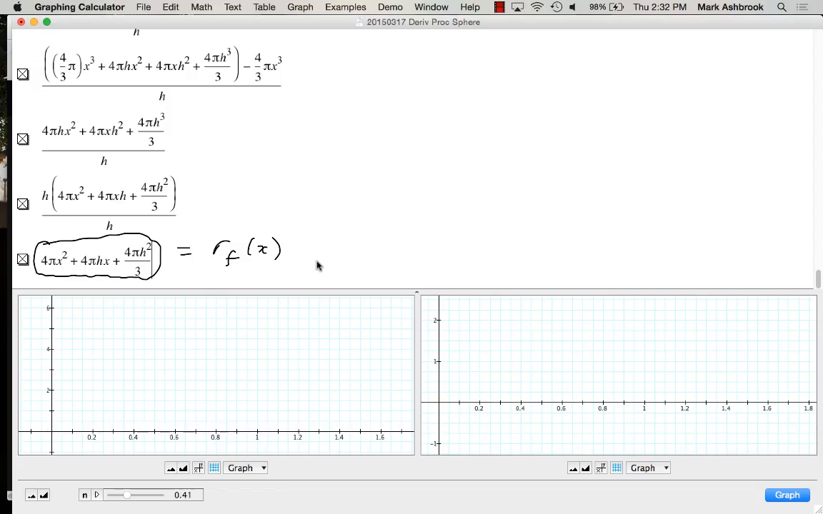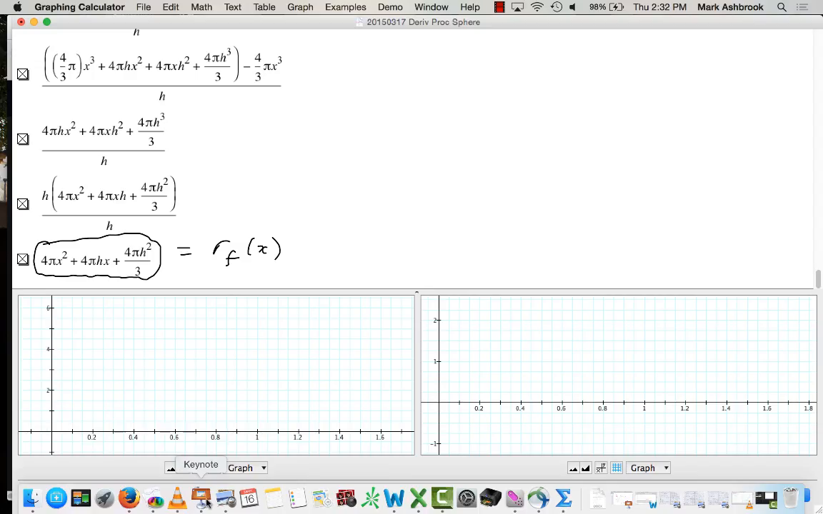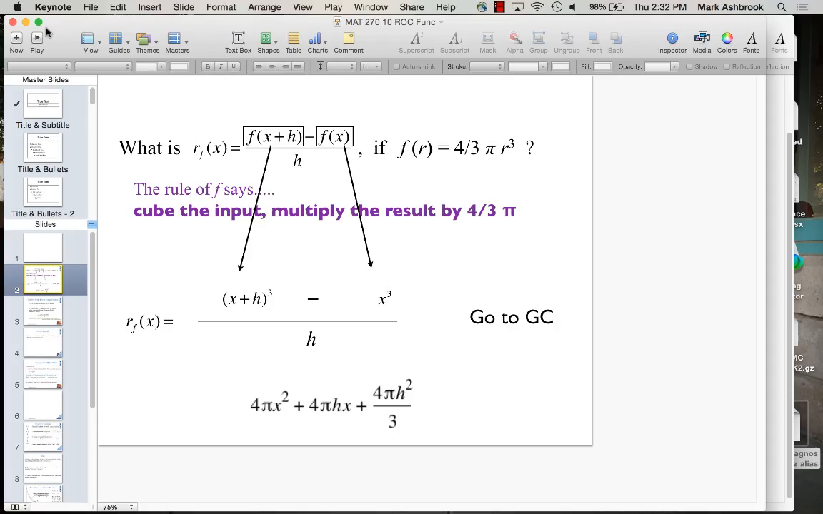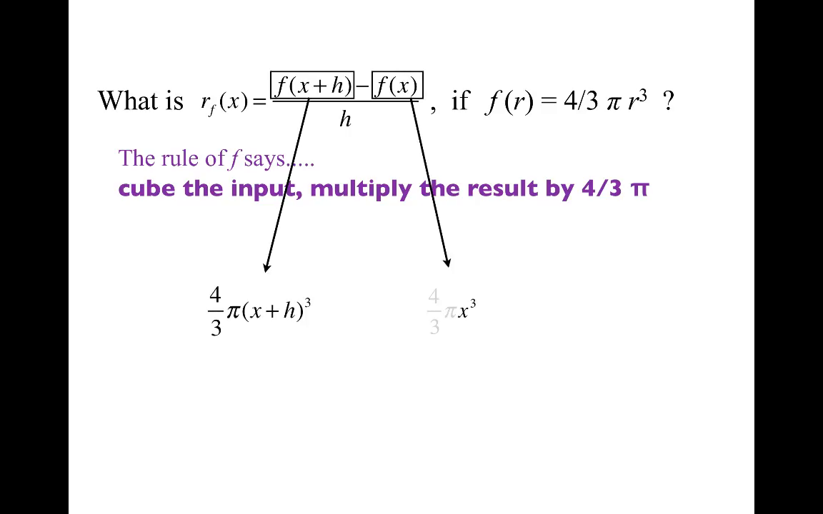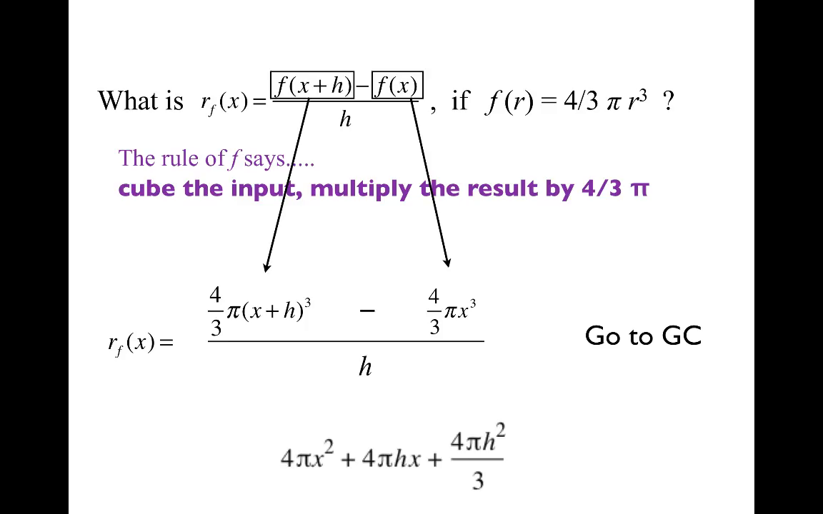Okay, so let's go back to the PowerPoint. So we've got this. It still has h's in it, so it could be approximate or it could be exact, depending on the size of h. But here, look, we've got a closed form for the rate function, the rate of change of volume with respect to radius. Gotta speed these up. Okay, and so from GC we found that expression, the rate of change, is 4 pi x squared plus 4 pi hx plus 4 pi h squared over 3.